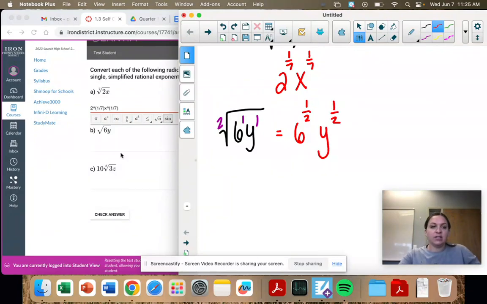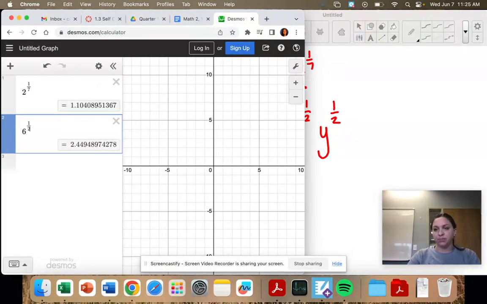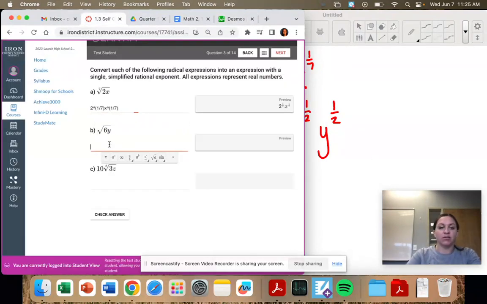And again, 6 to the 1/2, we can check. It's a decimal, so we're just going to leave it as 6 to the 1/2 power. That's a rational exponent. And then y to the 1/2 power.